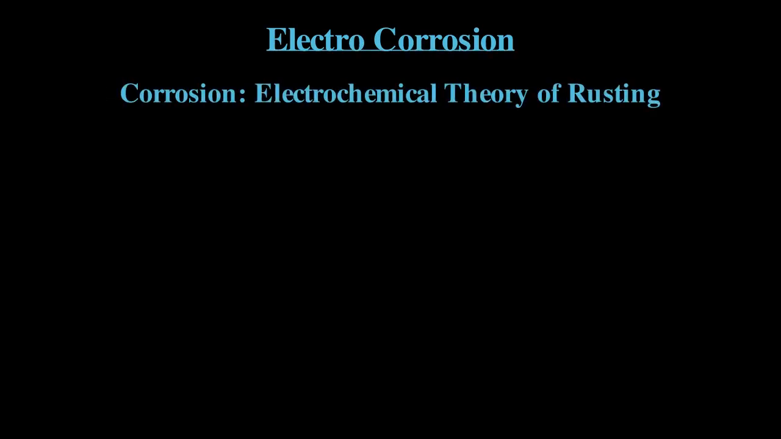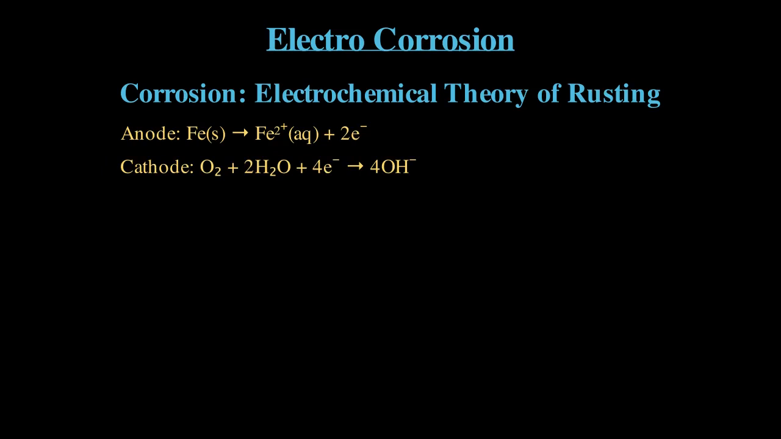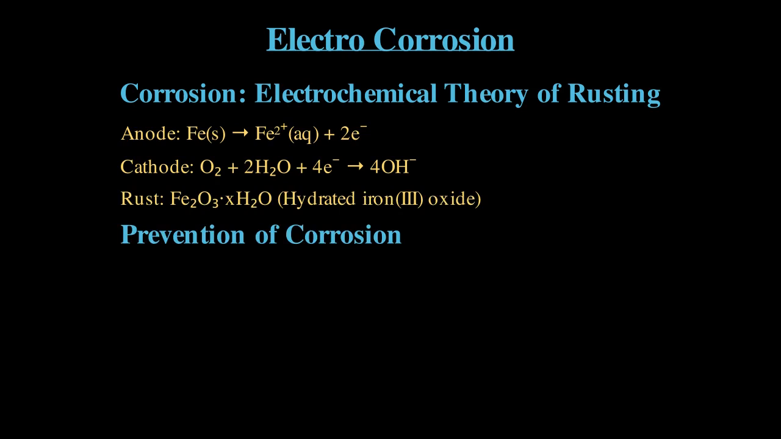Finally, let's examine corrosion, a natural electrochemical process like the rusting of iron. In the presence of water and oxygen, mini electrochemical cells form on the iron's surface. Some spots become the anode, where iron is oxidized: Fe gives Fe²⁺ plus 2 electrons. Other spots become the cathode, where oxygen is reduced: O2 plus 2H2O plus 4 electrons gives 4OH⁻. The iron 2+ ions are then further oxidized to iron 3+ and form hydrated iron(III) oxide, which we call rust.